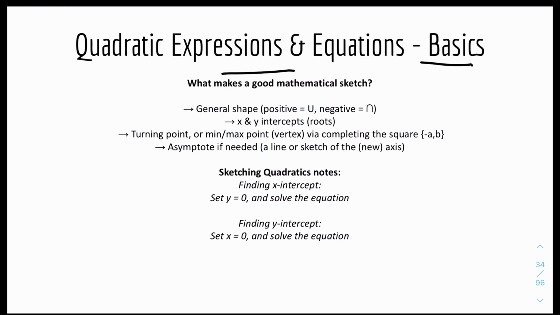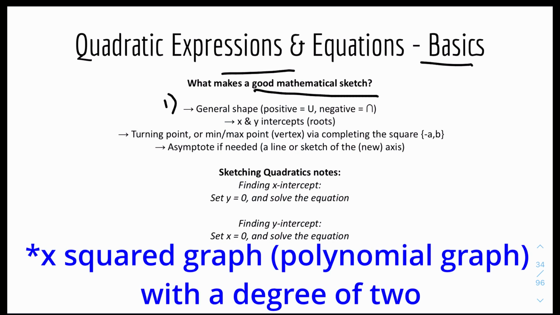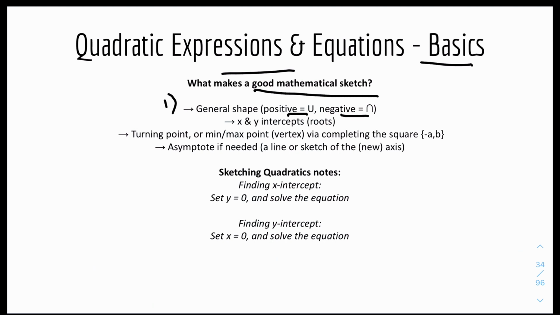And let's get right into some basics. So number one, what makes a good mathematical sketch, which is basically sketching a graph? There are generally four things here. Number one, you need to have a general shape. For example, a quadratic graph, a polynomial of degree 2, might have a positive or negative shape. So if it's x squared, it will be a positive U shape, and a minus x squared will have an N shape almost.